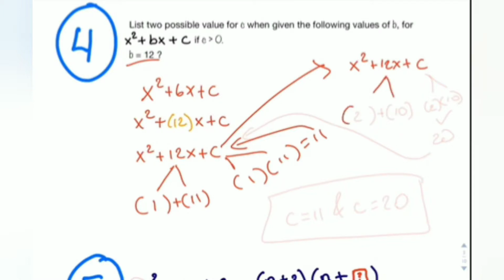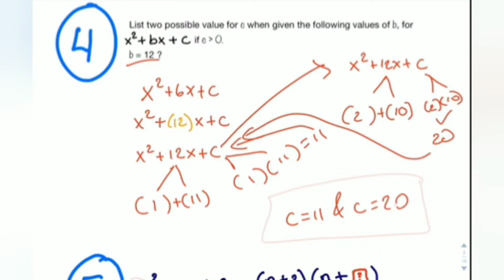Two numbers that when you add equal 12, and when you multiply equal C. Let's do 2. 2 plus something equals 12 is 10. 2 plus 10 equals 12. Let's plug it in here: 2 and 10. 2 times 10 equals 20. That's the other value of C. So C equals 11 and C equals 20. We always circle our answers.